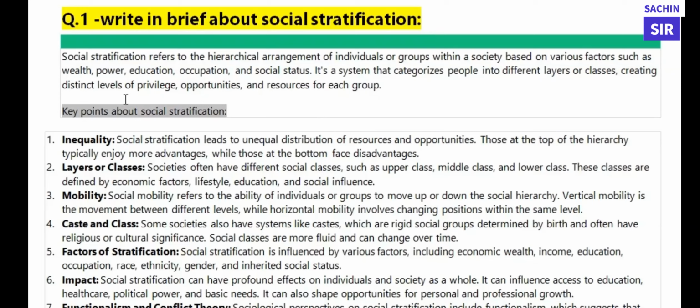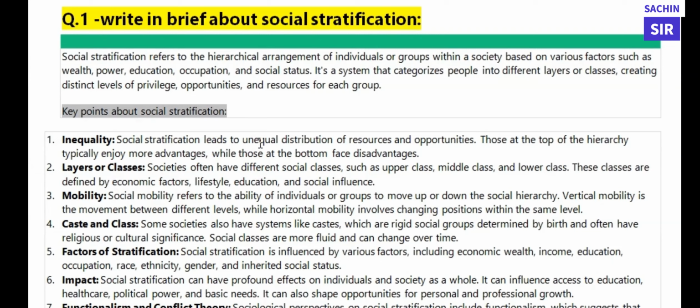Social stratification refers to the hierarchical arrangement of individuals or groups within a society based on various factors such as wealth, power, education, occupation, and social status. It's a system that categorizes people into different layers or classes, creating distinct levels of privilege, opportunities, and resources for each group. Key points about social stratification.